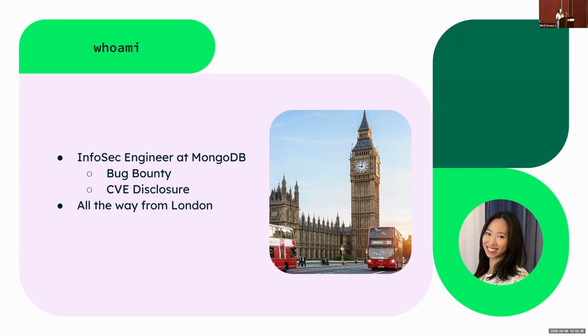So a little bit about me before we get started. I'm an InfoSec engineer at MongoDB. I've got previous experience in risk assessment and management as a consultant in one of the Big 4 firms. But now my focus is primarily product security, where I lead the MongoDB bug bounty program and the CVE disclosure process. I've come from London, and throughout this presentation, we're going to explore what CPE metadata is, its crucial roles, and other discoveries as part of my research into the topic.